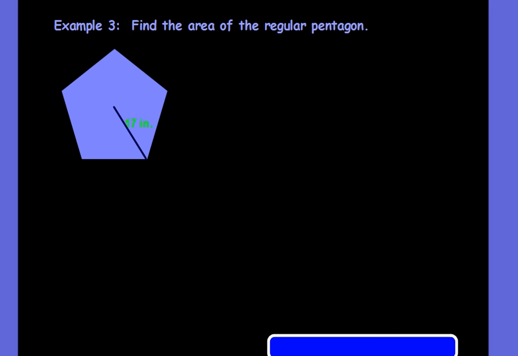All right, example 3. This one's a little bit different than the other one too. It says find the area of the regular pentagon, but this time I give you the radius of the polygon. Still going to go about it in a similar way. So I'm first going to draw my triangle. I'm going to find that central angle.